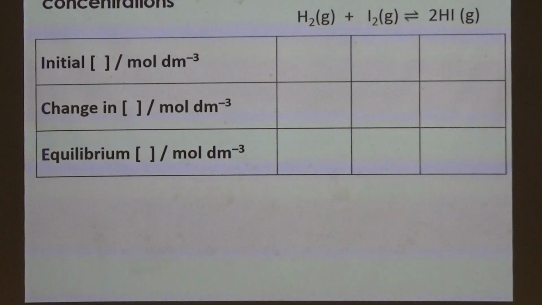So we will use this thing called the ICE table. ICE stands for the initial concentration, the change in concentration, and the equilibrium concentration.